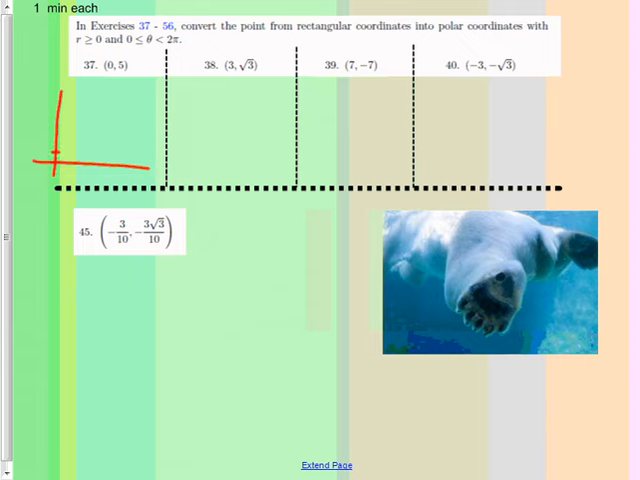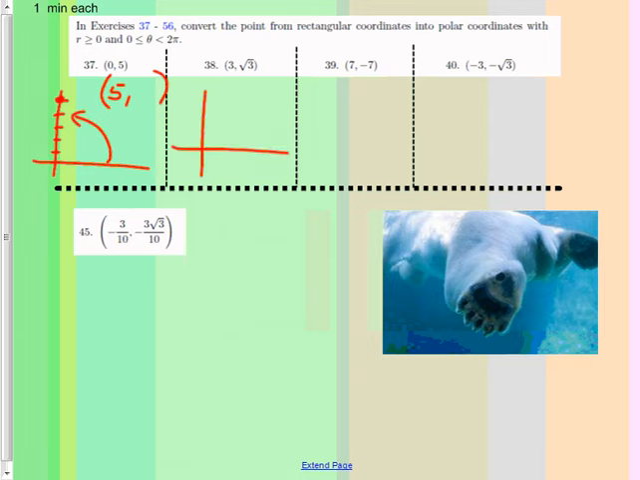0, 5 is that dot right there. I bet you can tell me what that is in polar. It's 5, comma, and I'll let you figure out what angle that is. Shouldn't be too tough, just say it in radians. Okay, here's a tougher one though.